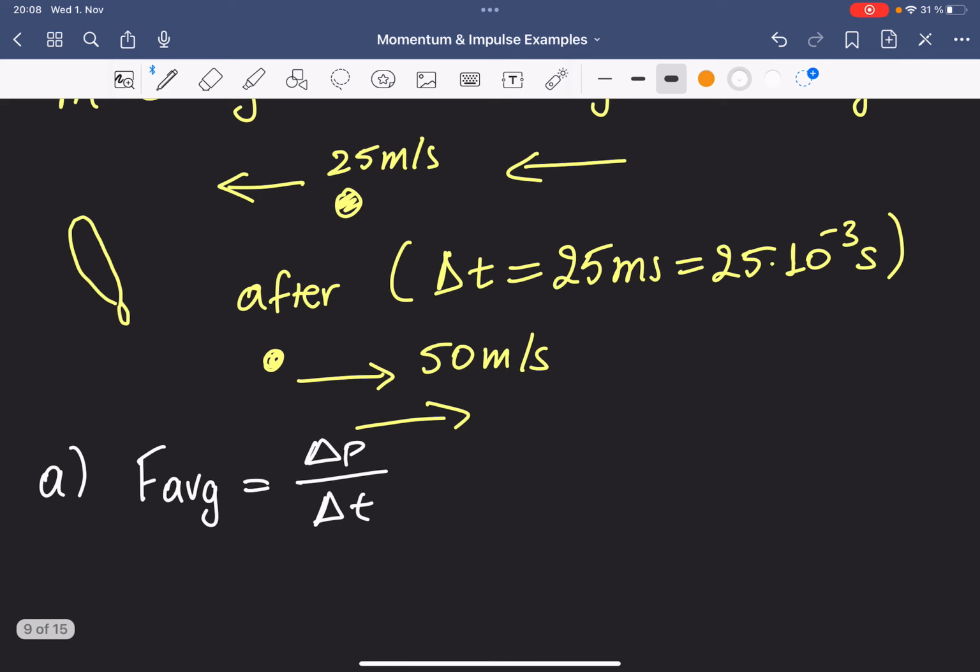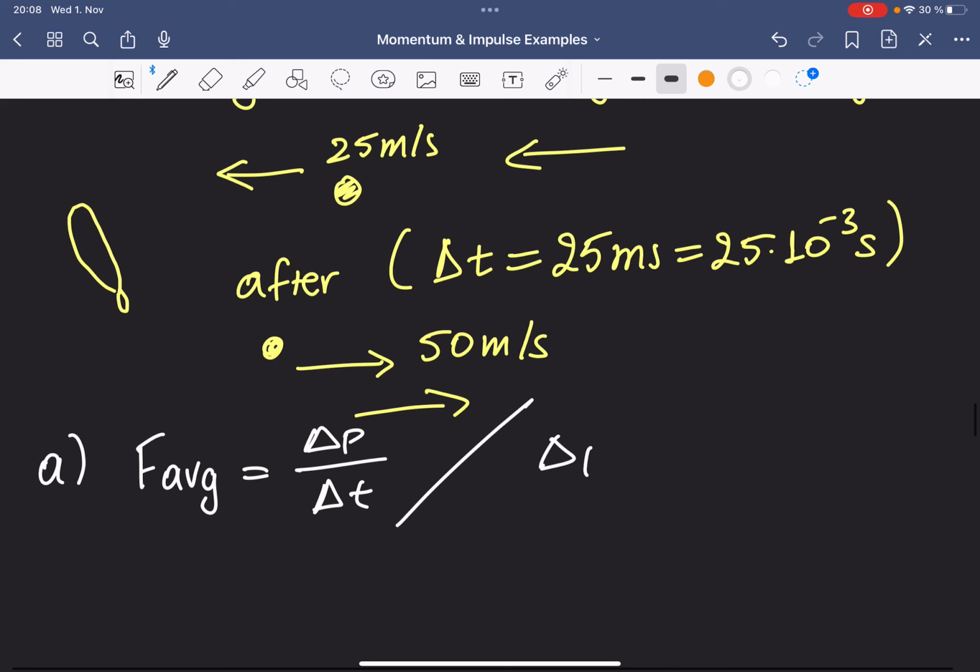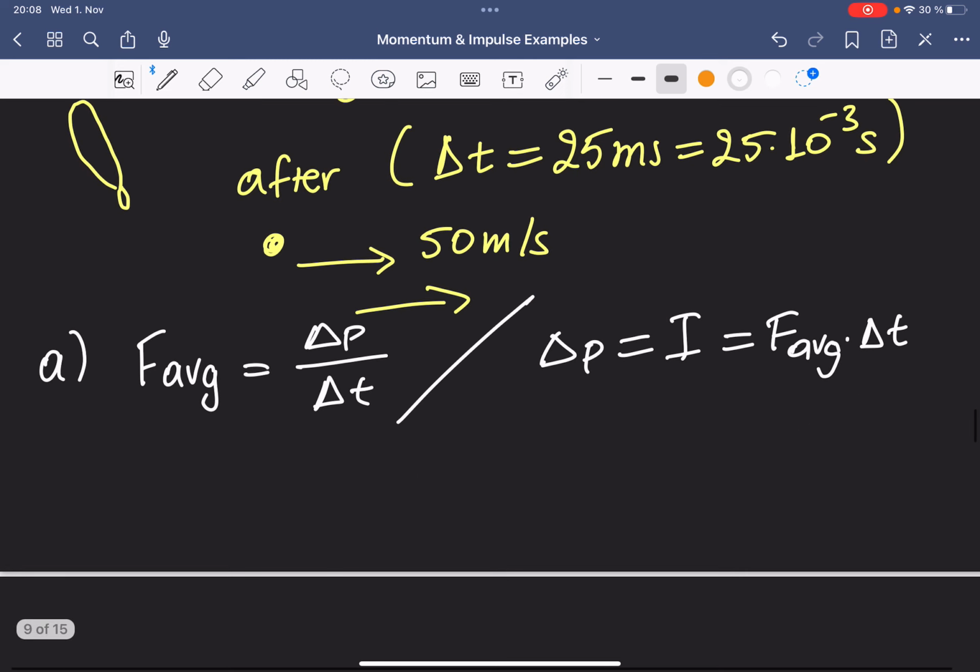Again, this one you can approach from this formula, or you can also say that the change in momentum is going to be equal to the impulse, which is F times delta T. It's exactly the same as the previous example. Whichever approach you decide to take, you need to do similar calculations. It's just a different way of getting to the same result.